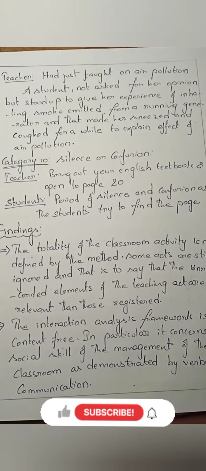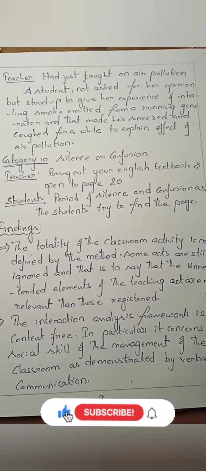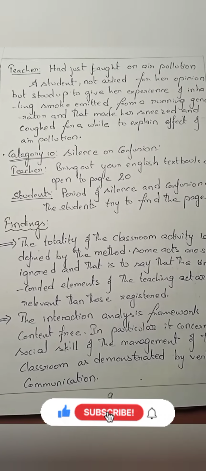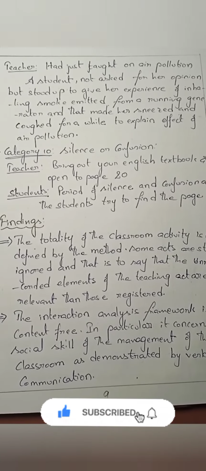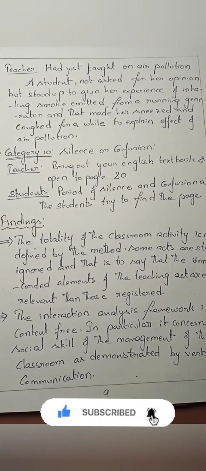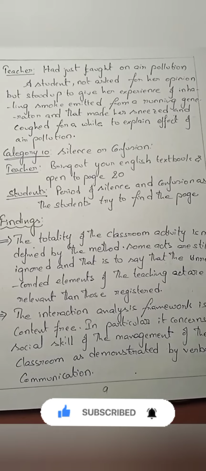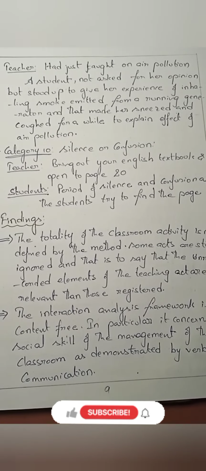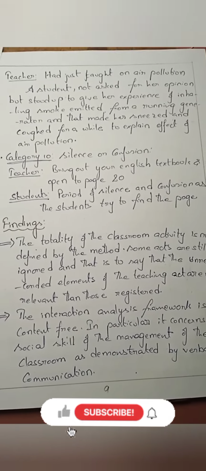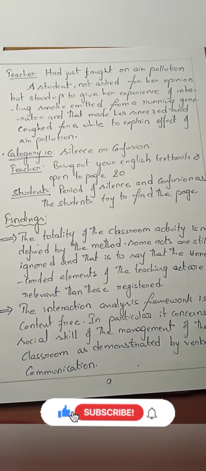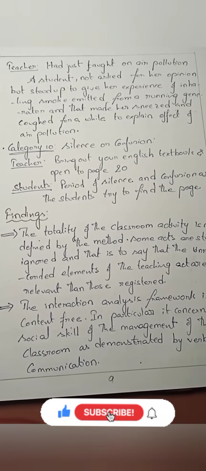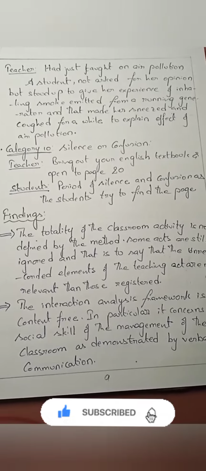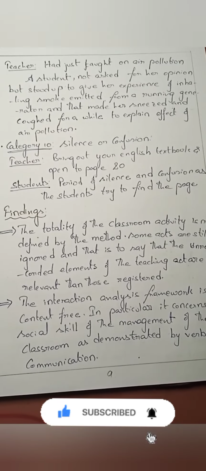The teacher had just taught air pollution. A student, not asked for her opinion, stood up to give her experience of inhaling smoke emitted from her running generator, which made her sneeze and cough for a while, to explain the effect of air pollution. Category 10, silence or confusion. Teacher: Bring out your English textbook and open to page 20. Students: a period of silence and confusion as the students try to find the page.